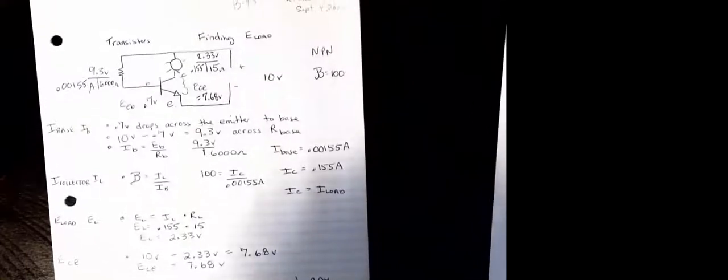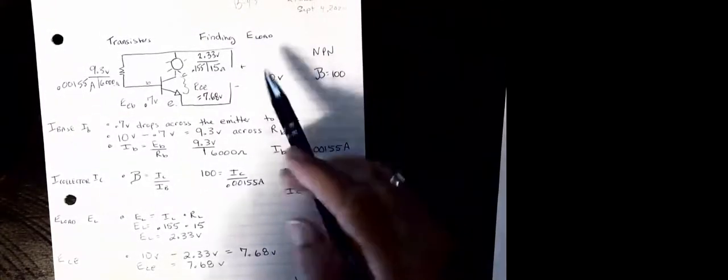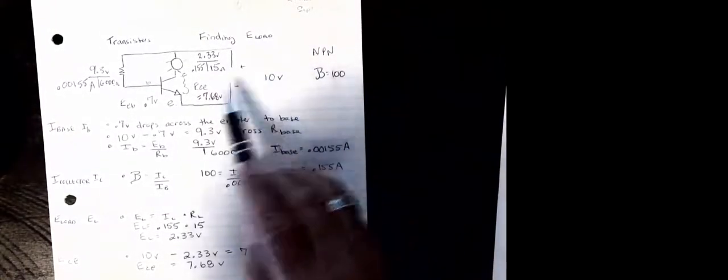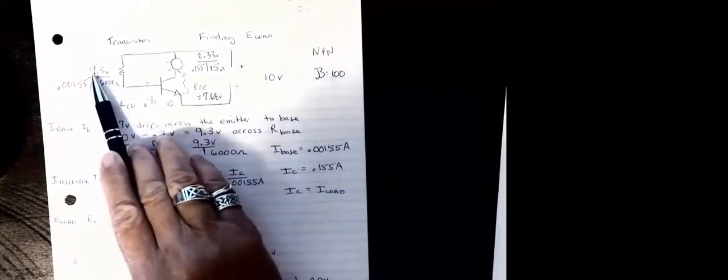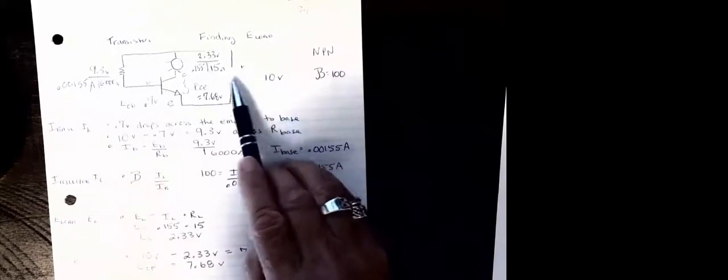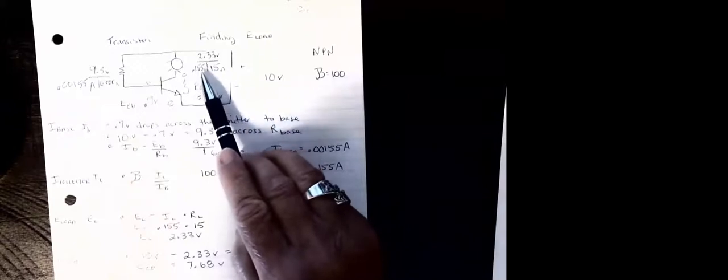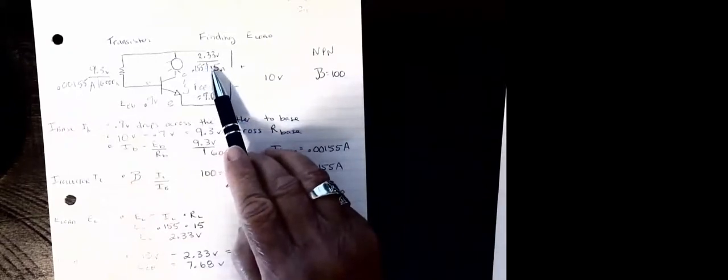So just looking up here, outer loop, 10 minus 0.7 minus 9.3 gives us 0, or the inner loop, 10 minus 7.68 minus 2.33 also gives us 0.